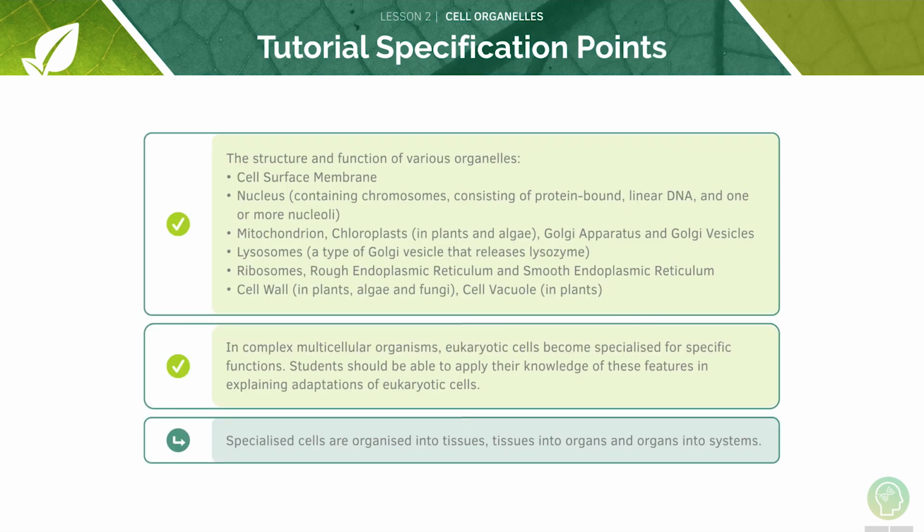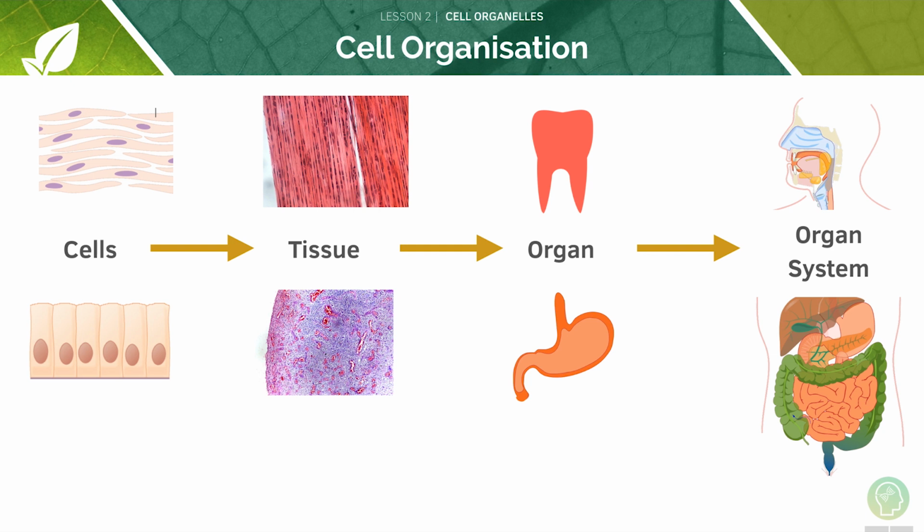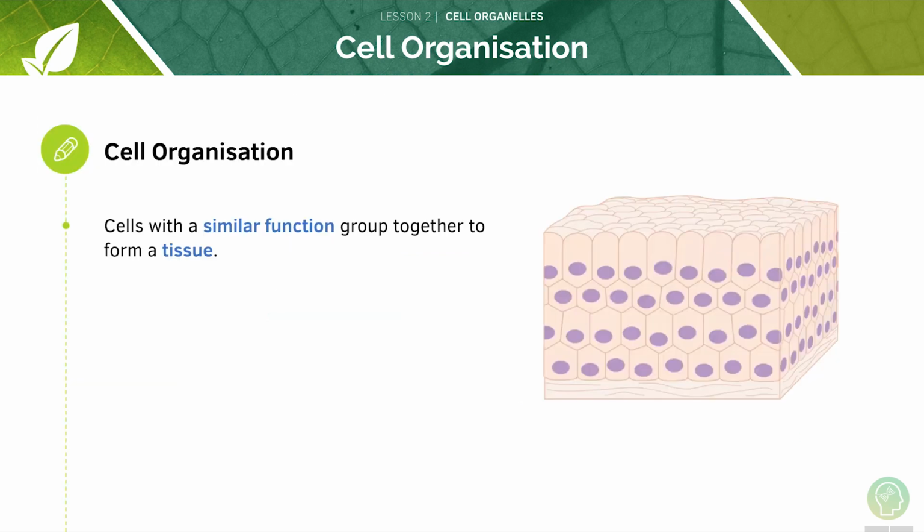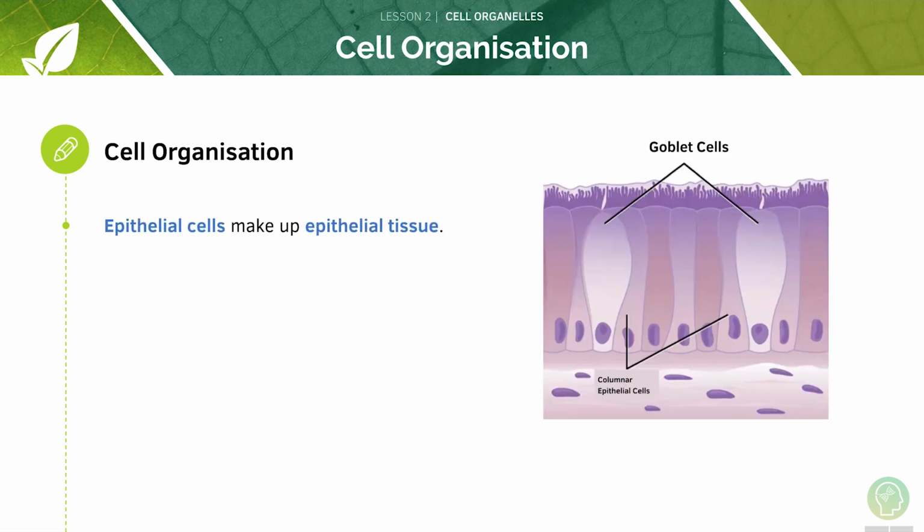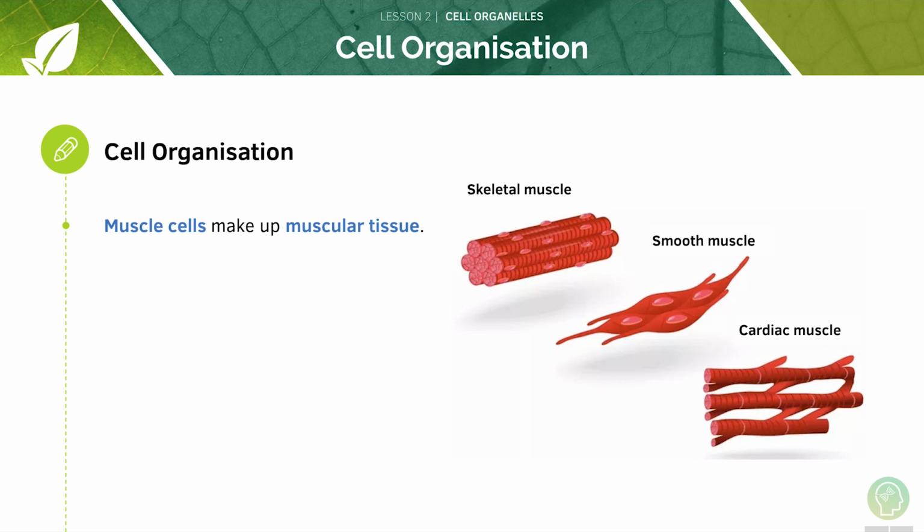Our final specification point is to look at the organisation of these cells. Cells develop as the organism does. They are adapted to perform a specific function. These cells alone, or with other specialised cells, can form a tissue. For example, epithelial cells make up epithelial tissue. These can make up glandular tissue as well.